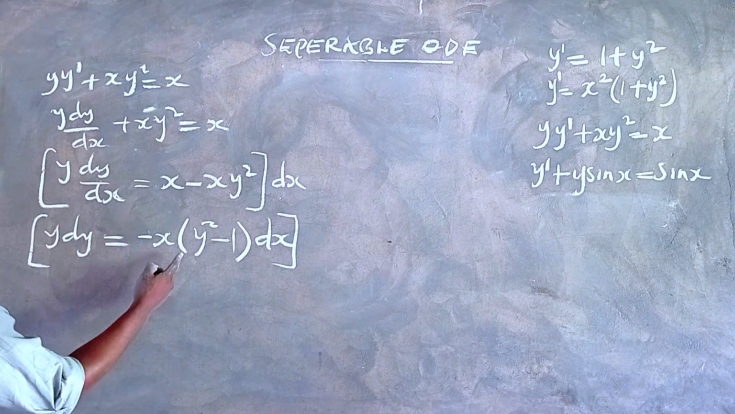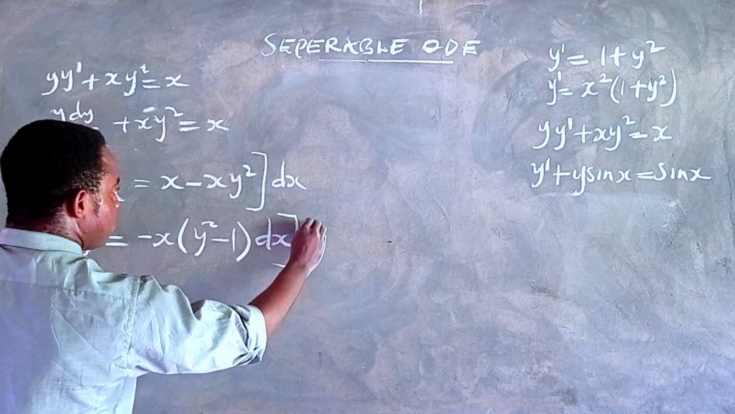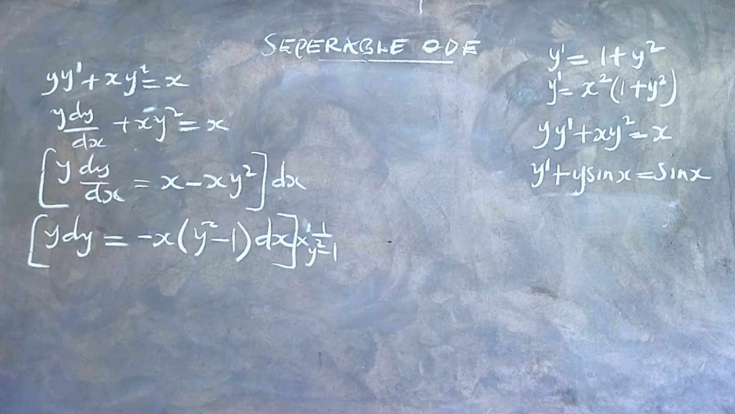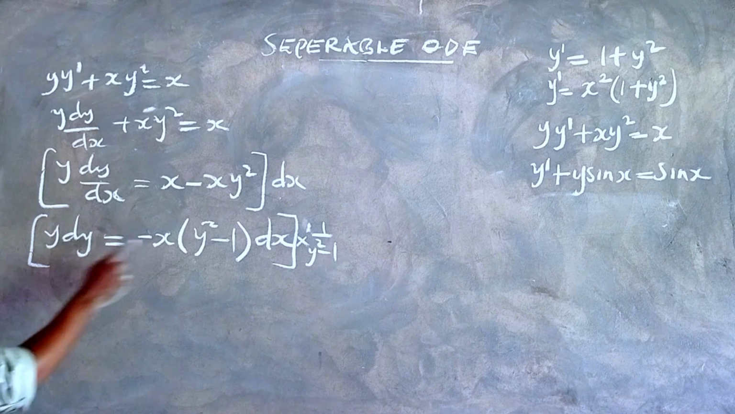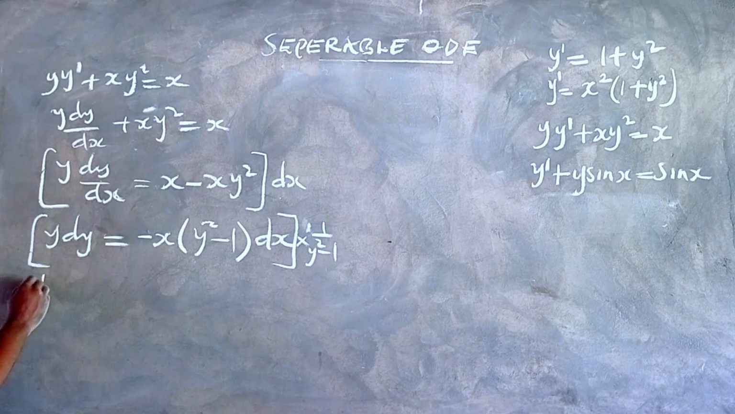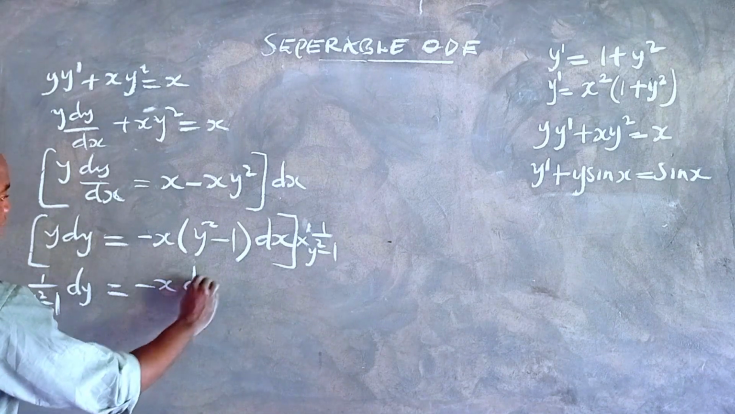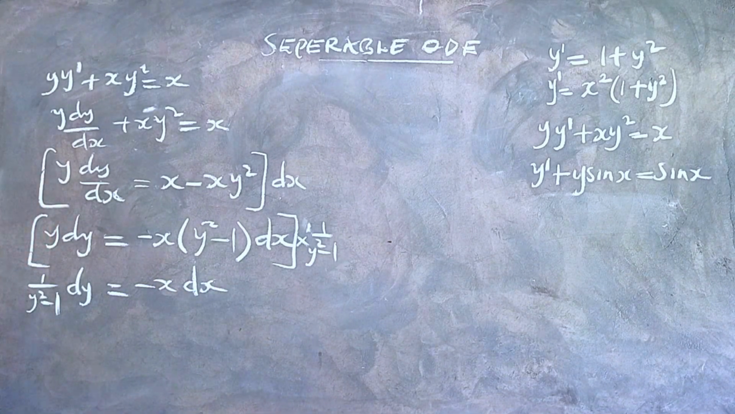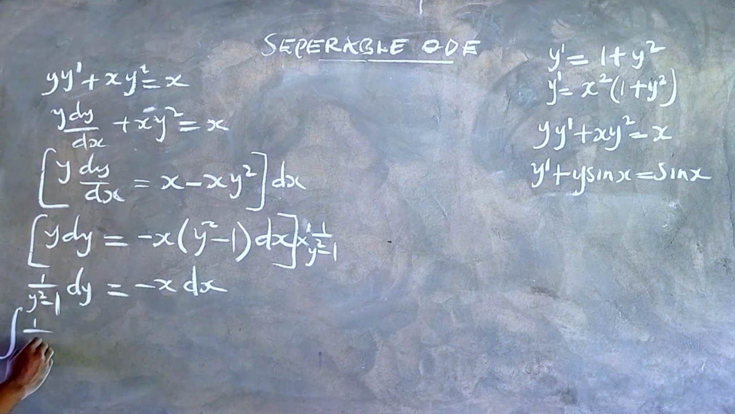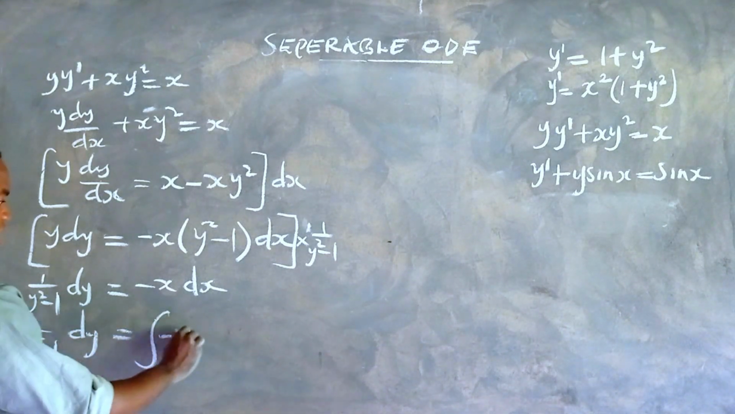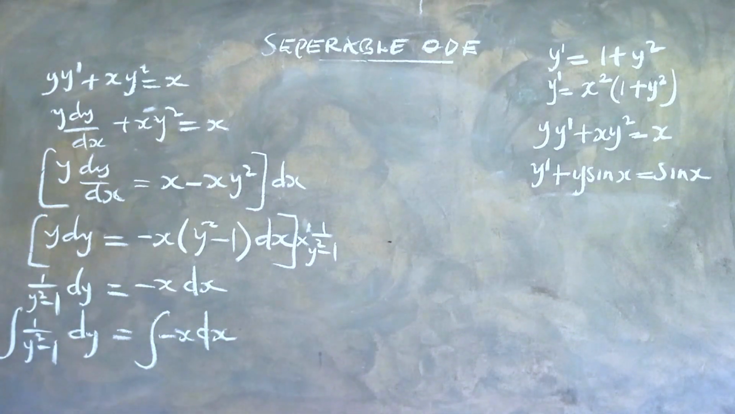So next it's time we separate the variables. At this point, to separate the variables, you will notice that if we multiply both sides by 1 all over y raised to power 2 minus 1, it will separate the variables, right? So that you get rid of y raised to power 2 minus 1 on this side. And so you have y all over y raised to power 2 minus 1 dy equals negative x dx, because y raised to power 2 minus 1 would have been cancelled on the other side. So it's time we integrate. So we have the integral of y all over y raised to power 2 minus 1 dy equals the integral of negative x dx.